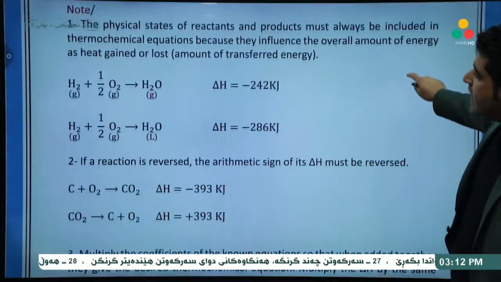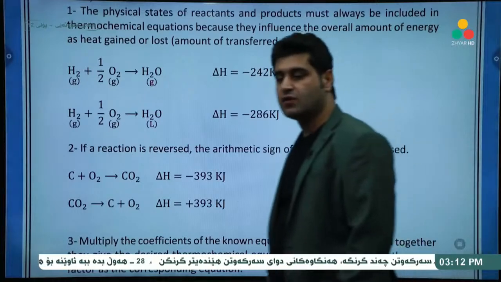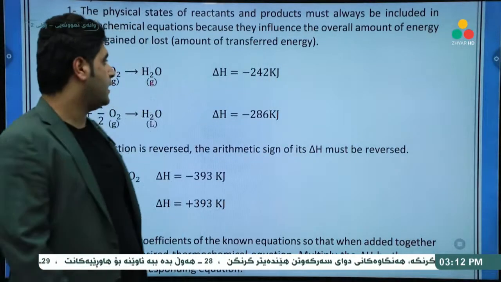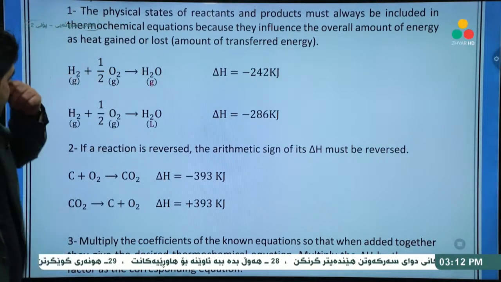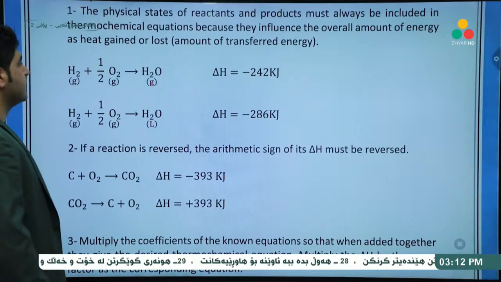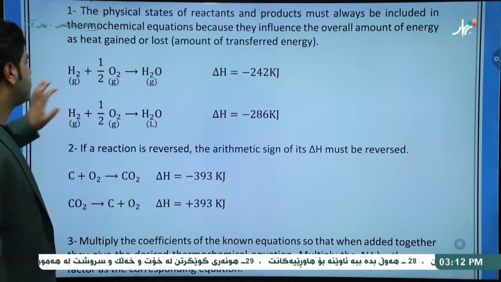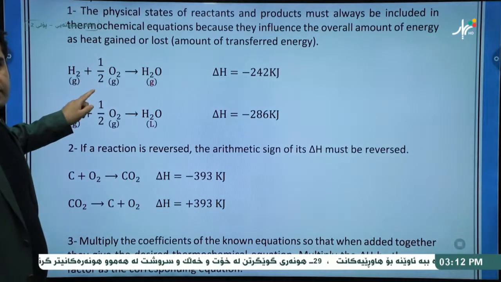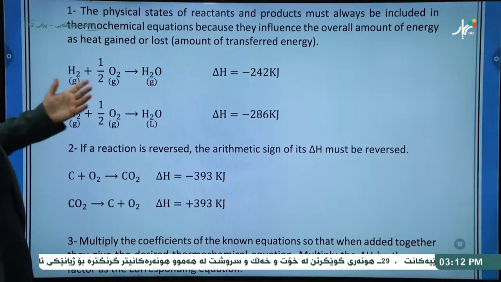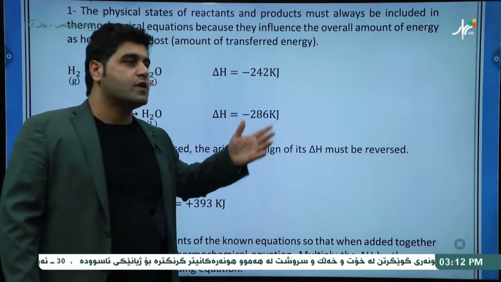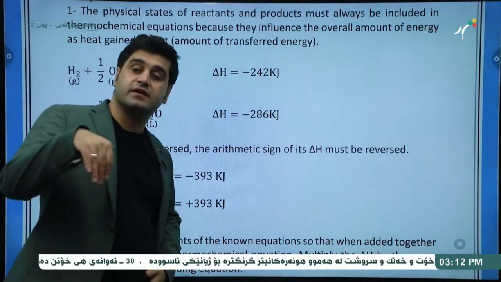Okay. Now we have some notes about the heat of reaction, the enthalpy change of the reaction. It's directly proportional to the coefficients. It means if we increase the coefficients by 2, the enthalpy increases; if we decrease them, it will decrease.